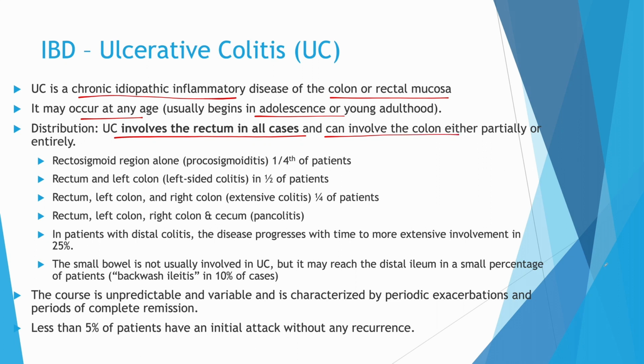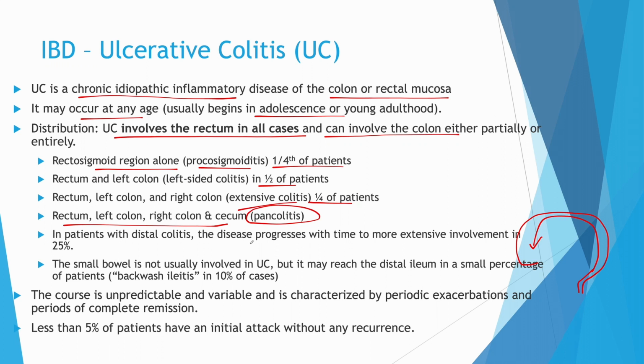It always starts in the rectal area and works its way up the colon if it does, right? There are some statistics. The rectosigmoid region alone, so proctosigmoiditis, is a fourth of the patients. Rectum and left colon will be half the patients. Rectum, left colon, and right colon, a fourth of the patients. This is called extensive colitis. And then pancolitis is everything, including the cecum. This is obviously the worst case.